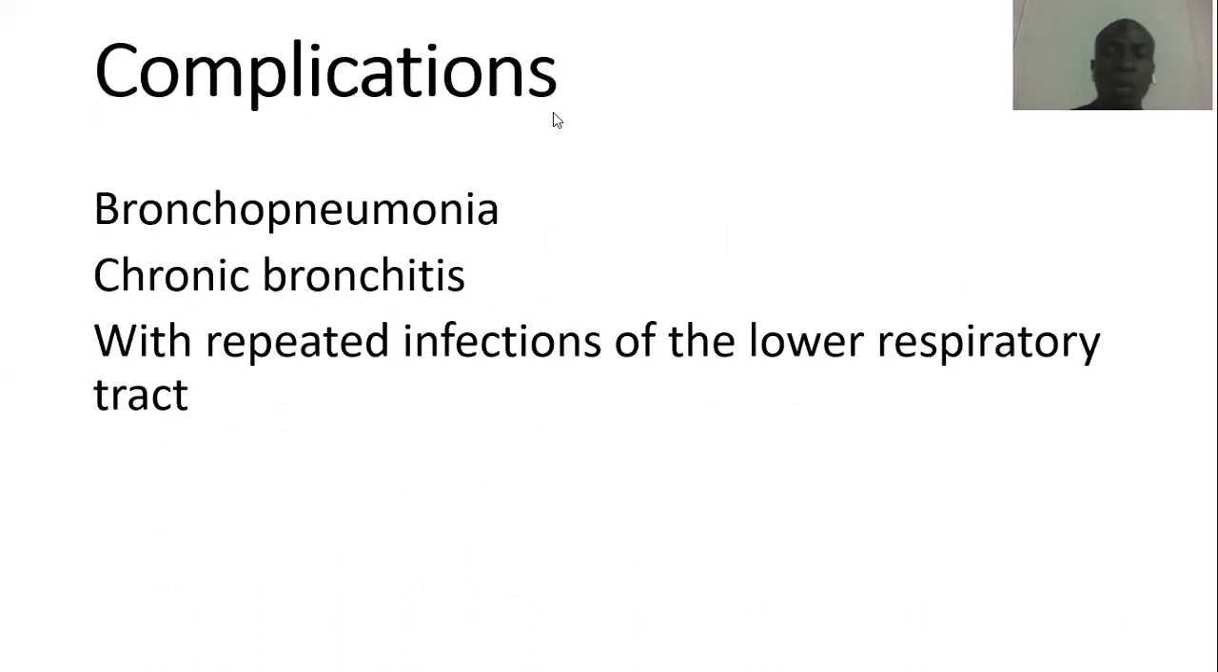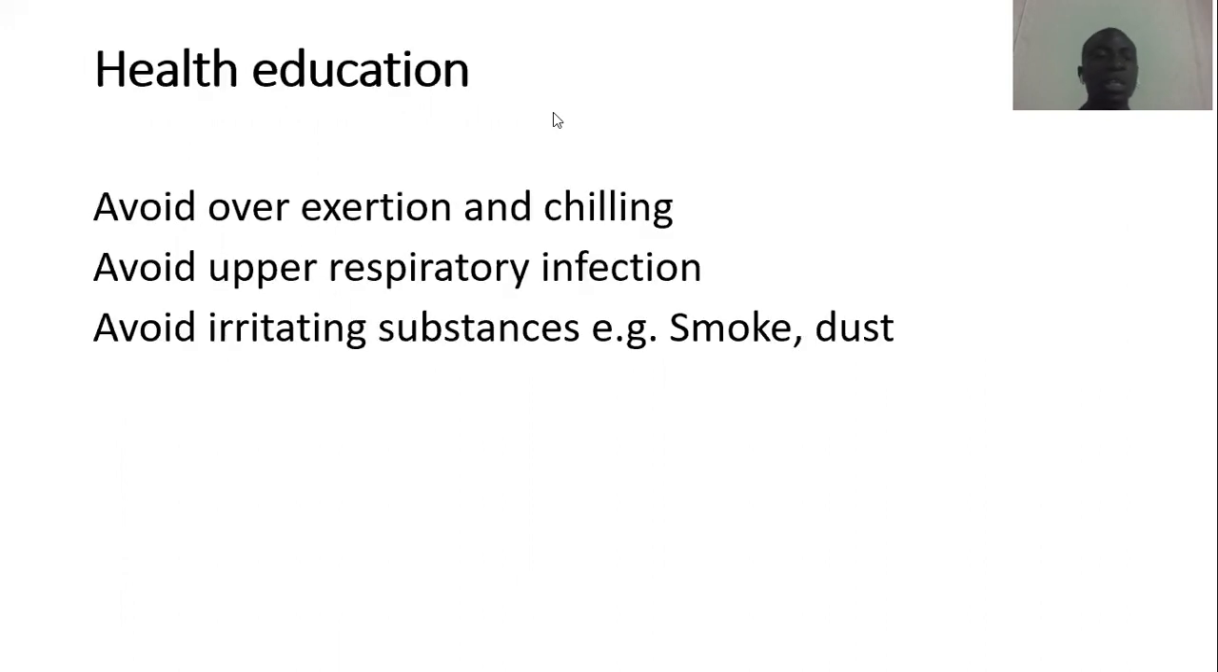Complications of bronchitis are bronchopneumonia, that's pneumonia of the bronchi, and also chronic bronchitis, with repeated infection of the lower respiratory tract. Prevention: self-education, avoid overexertion and overfeeding, avoid upper respiratory tract infection, and avoid irritating substances such as smoke and dust.